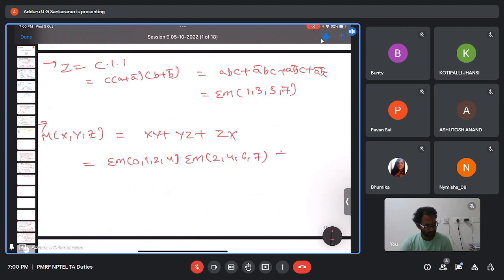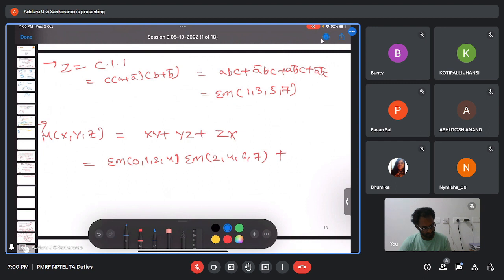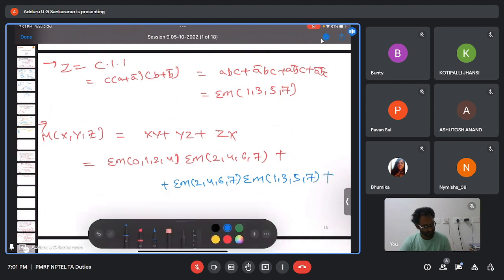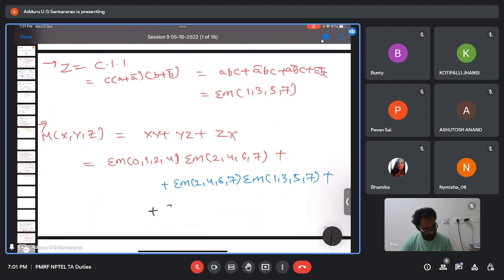Plus YZ. Y is sigma m of 2, 4, 6, 7, and Z is sigma m of 1, 3, 5, 7. Okay, the next is ZX. Z is sigma m of 1, 3, 5, 7, and X is sigma m of 0, 1, 2, 4.